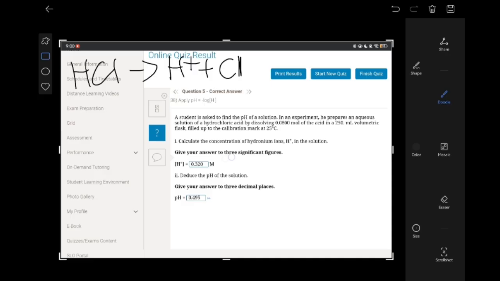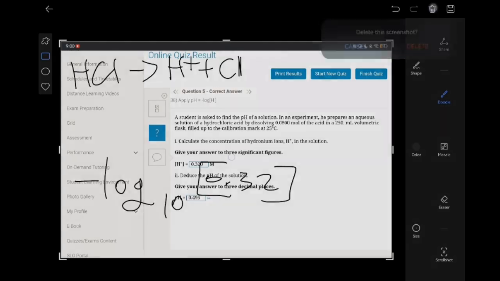Now they want the pH. The formula for pH is negative log base 10 of the concentration of H plus. So just negative log 10 of 0.32, and you get your answer.